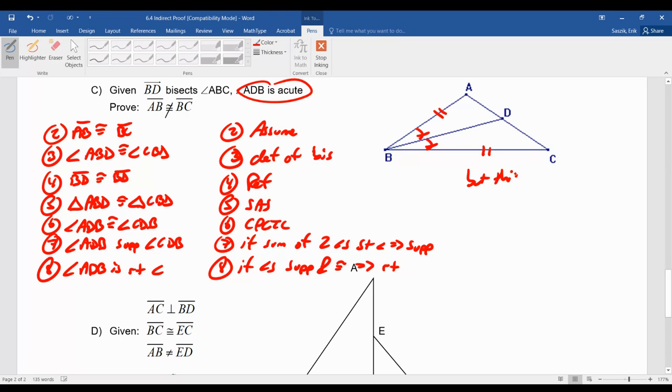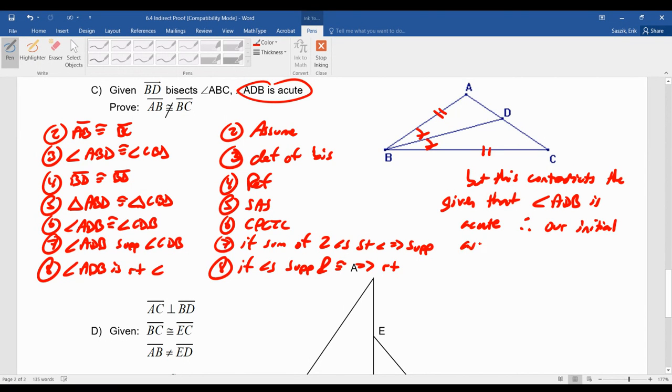But this contradicts the given that angle ADB is acute. Therefore, our initial assumption was false, and AB must not be congruent to DC.